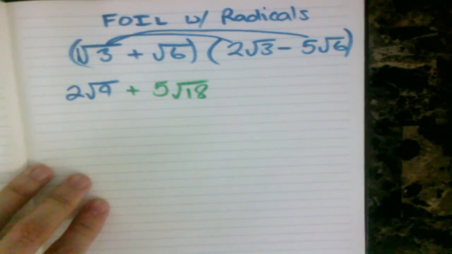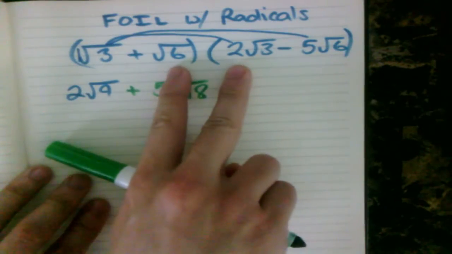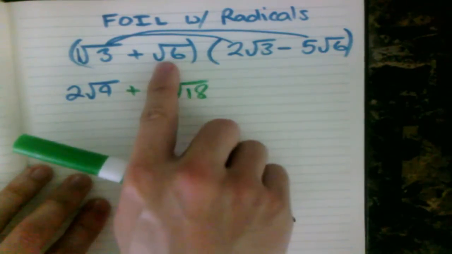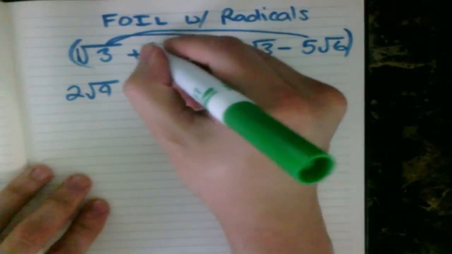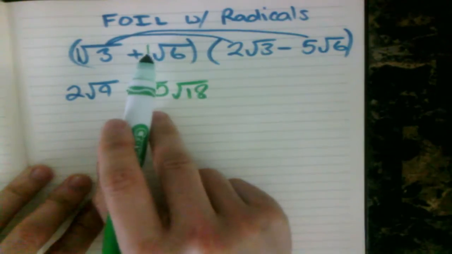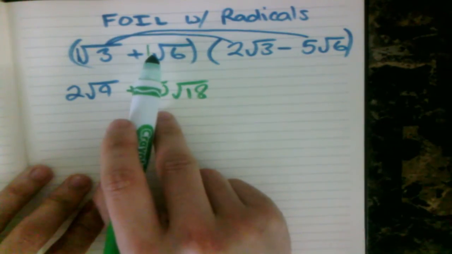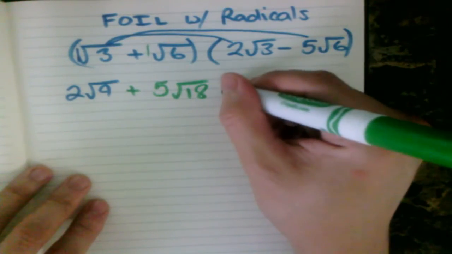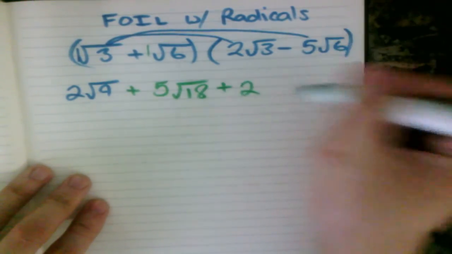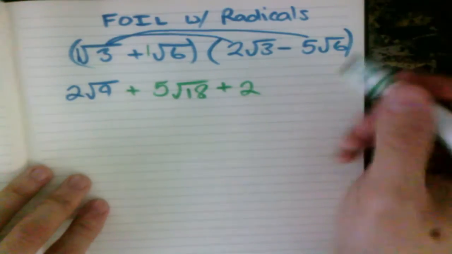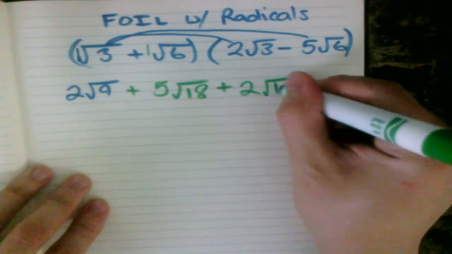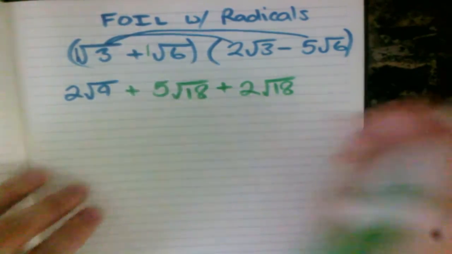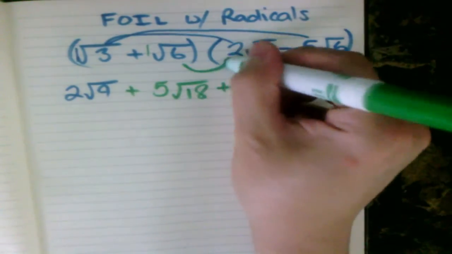All right. Now let's go ahead and do our inner terms. So square root of 6 times 2 root 3. Remember again, there's a little invisible 1 there. So let's multiply the coefficients, 1 times 2. So 1 times 2 is 2. And then square root of 6 times square root of 3, you'll also get 18 again. All right, so that was the inner terms.